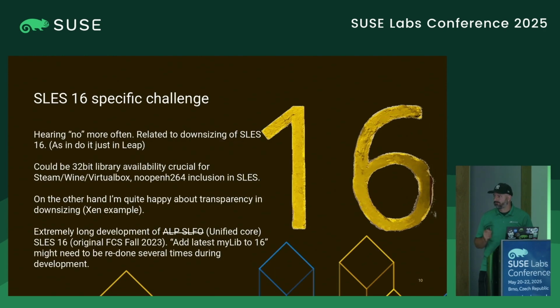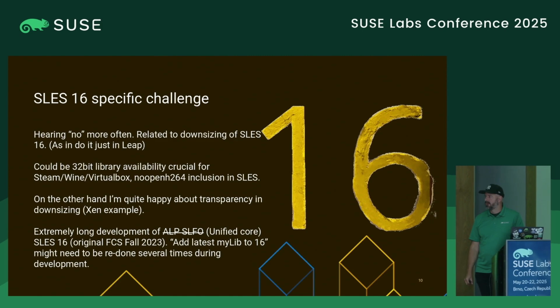One challenge that I have with 16 compared to 15 when it comes to feature requests is we are sort of downsizing it in the features. Right now in GNOME, some features are disabled, so we don't have to maintain them, less bugs and so on. Then, for example, some things are partially going away, right? And 32-bit libraries, which is a challenge for us right now.